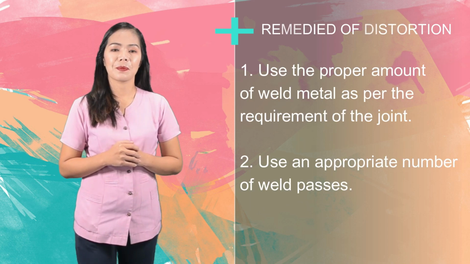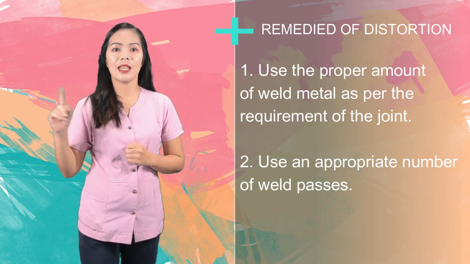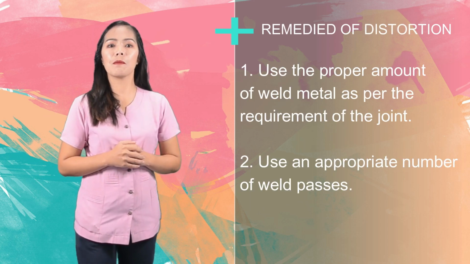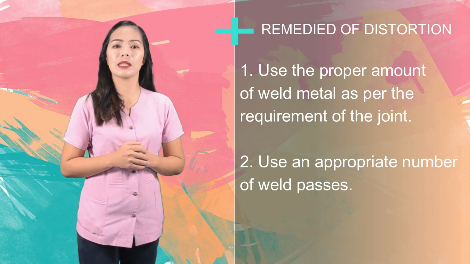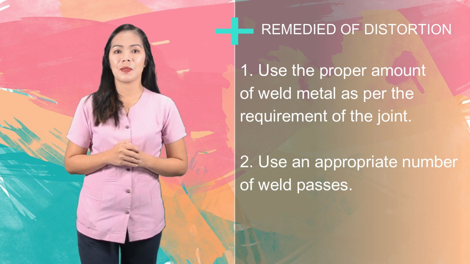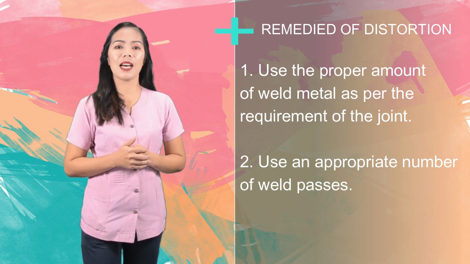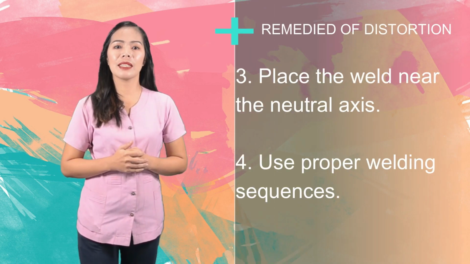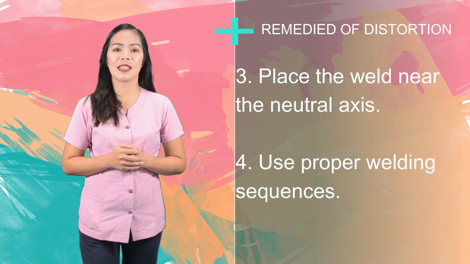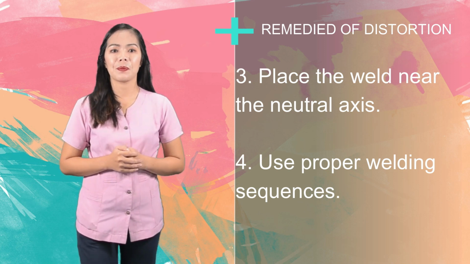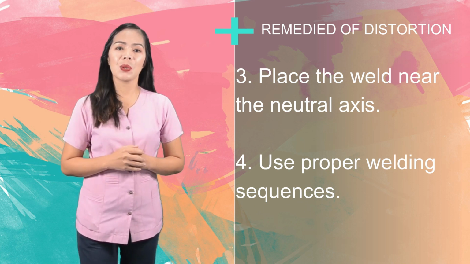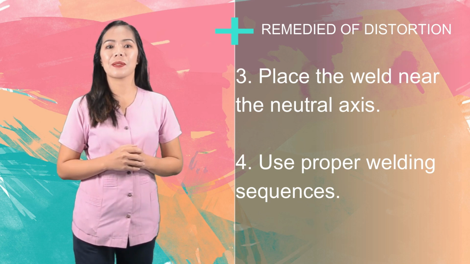Remedies of distortion. Number 1. Use the proper amount of weld metal as per the requirement of the joint. Number 2. Use an appropriate number of weld passes. Number 3. Place the weld near the neutral axis. Number 4. Use the proper welding sequences.